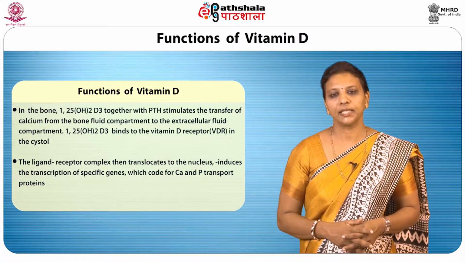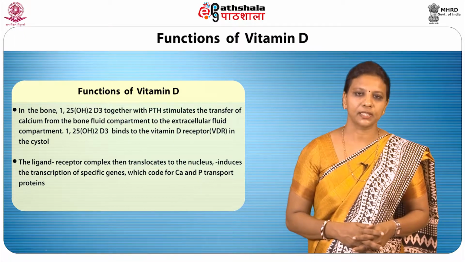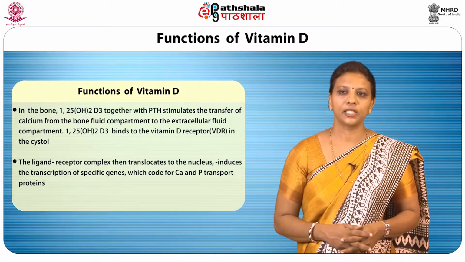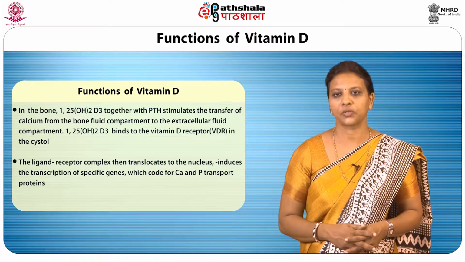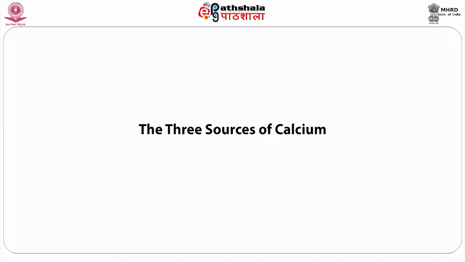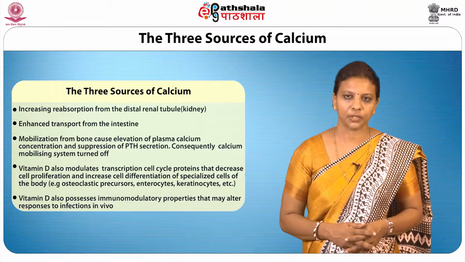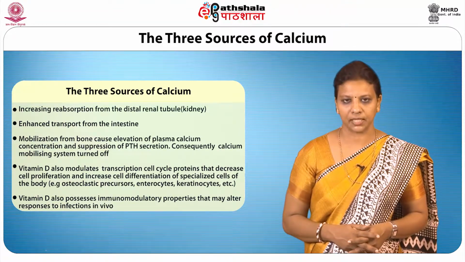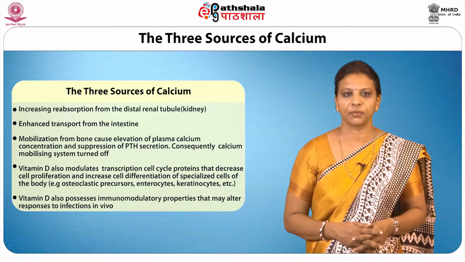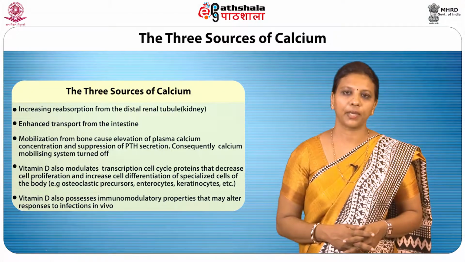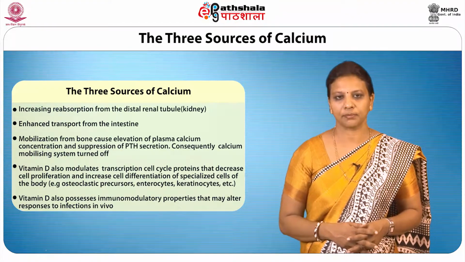1,25-dihydroxy D3 binds to the vitamin D receptor in the cytosol. The ligand receptor complex then translocates to the nucleus where it induces the transcription of specific genes which code for calcium and phosphorus transport proteins. These three sources of calcium, that is reabsorption from kidney, enhanced transport from the intestine and mobilization from bone, cause an elevation of plasma calcium concentration and suppression of parathyroid hormone secretion. Consequently, the entire calcium mobilizing system is turned off.